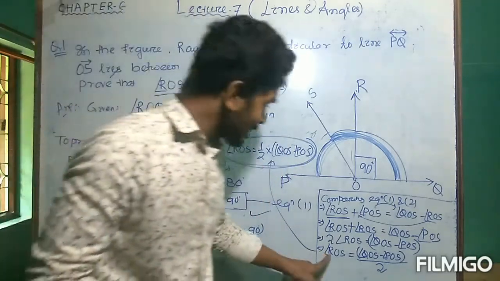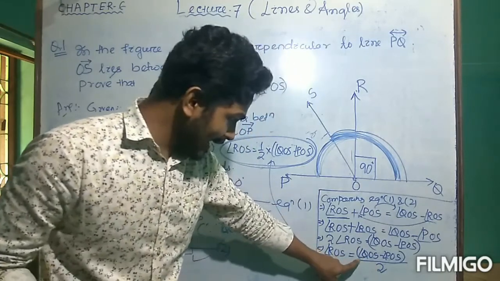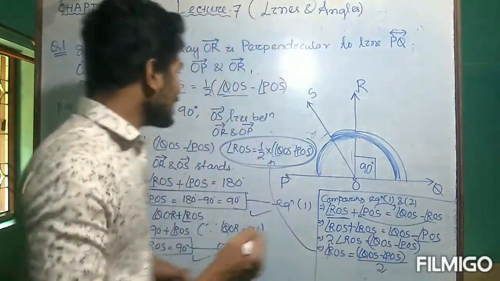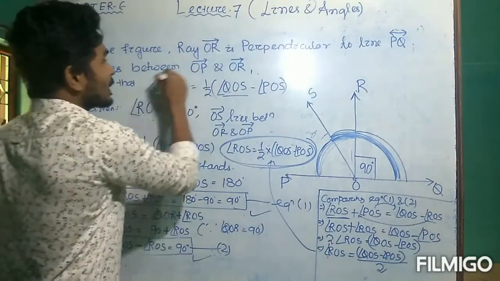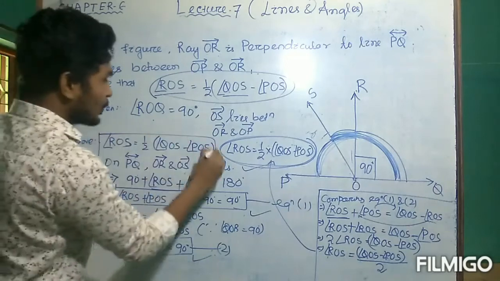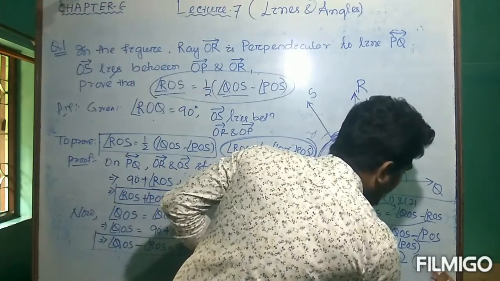Hence we find that the value of angle ROS is equal to half of the angle QOS minus POS. Okay, this needs to be proved here. See, this needs to be proved, and we proved it. Hence it is proved.